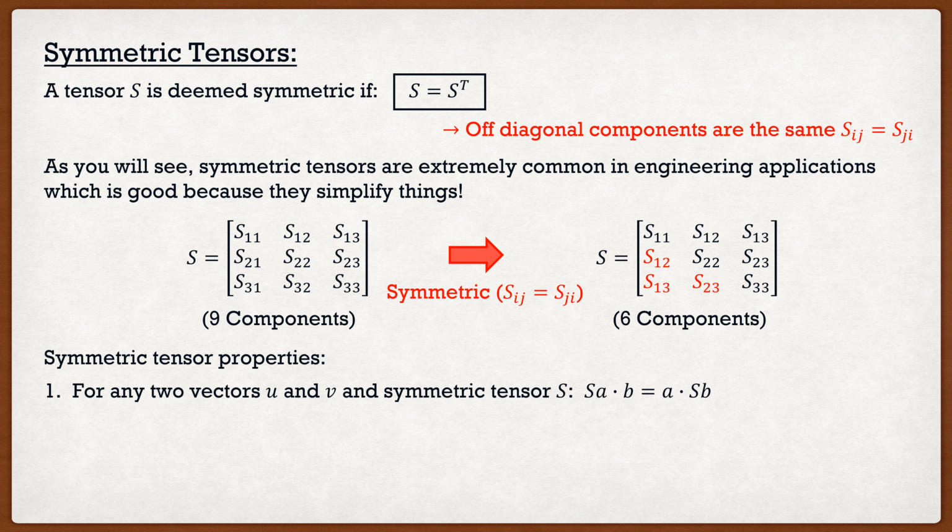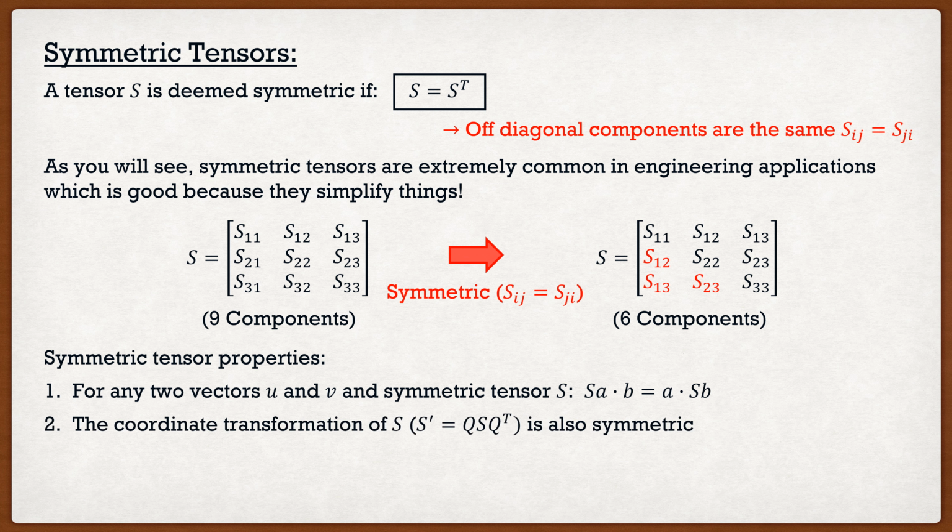All right, so that's one of those things that comes in handy when we start talking about proofs, but other than that, you won't really see it too much. The second one, which you guys will see, is the coordinate transformation of S, which is S prime, equal to Q times S times Q transpose. That's also going to be symmetric, and we're going to talk about that in the next slide.